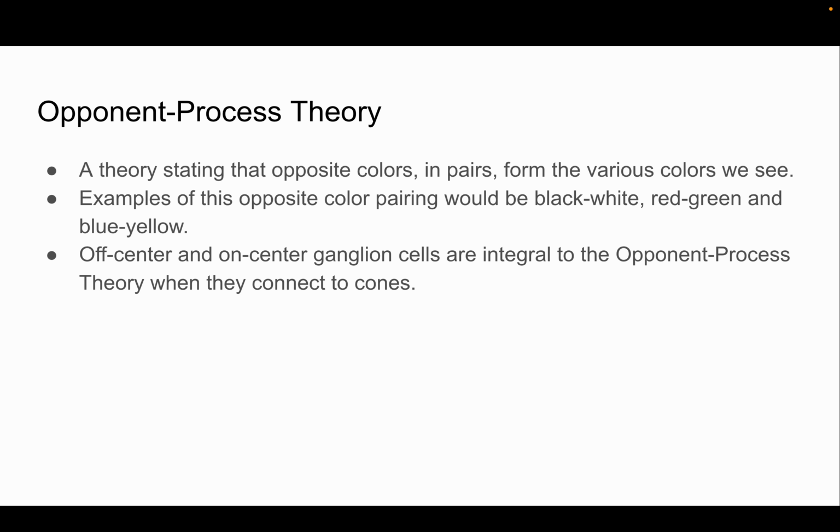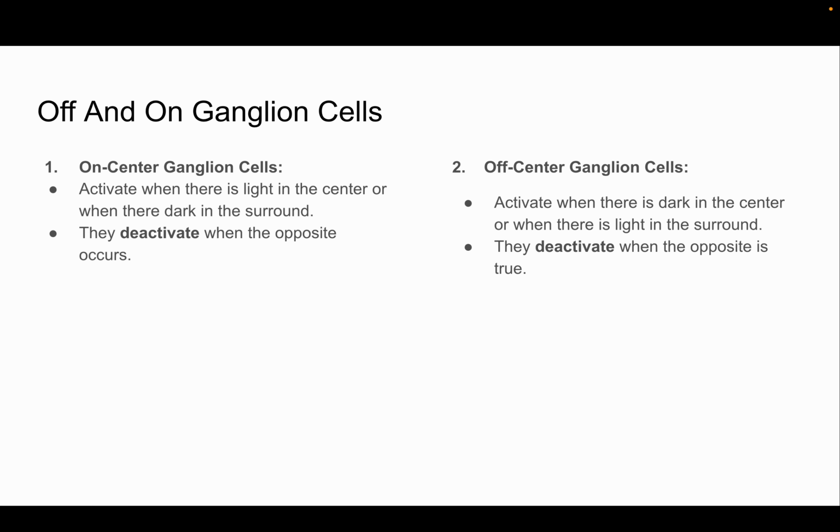The opponent process theory, as the name suggests, states that the colors that we see are in opposite base pairs. So if there is white, then the area around it is going to be black. And if there's red in the center, then it's going to activate when there's green in the surrounding areas, and so on and so forth with the various colors. The ganglion cells I discussed in the first slide of my presentation are important to this theory because the off-center and on-center ganglion cells attach to cones, and then they help see the colors in opposite base pairs, which I'll discuss in the slide specifically.